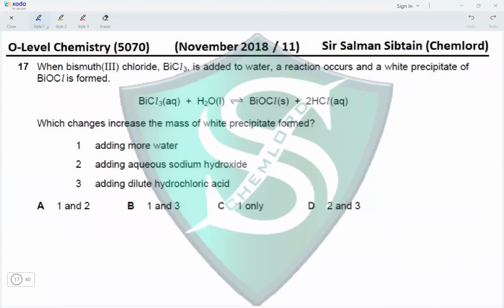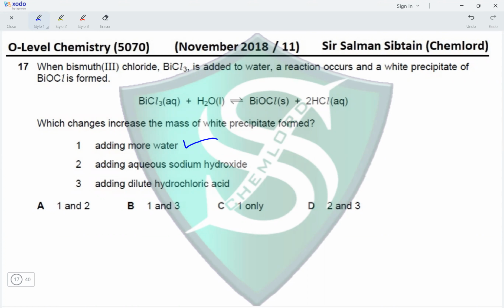Question 17. When bismuth(III) chloride, BiCl3, is added to water, a reaction occurs and a white precipitate of BiOCl is formed, which increases the mass of the precipitate, which means the forward reaction is favored. So adding more water will increase the concentration of the reactants, favoring the equilibrium to shift towards the right, forming more of the precipitate. Yes.